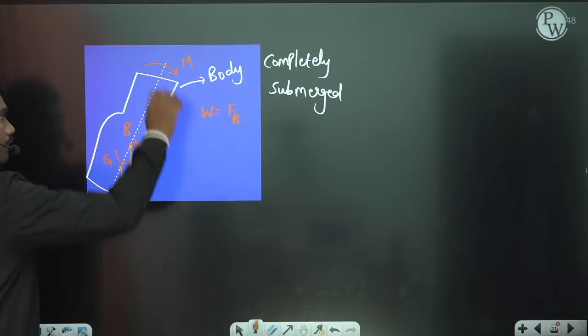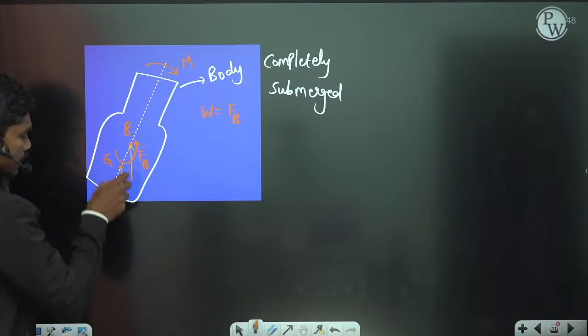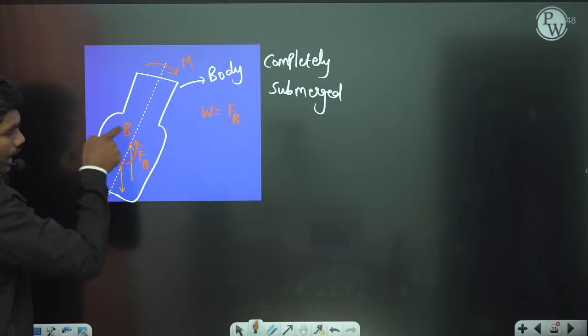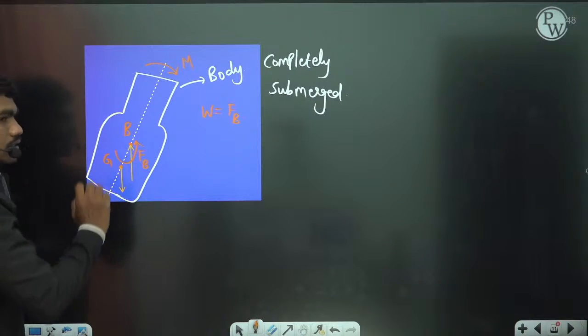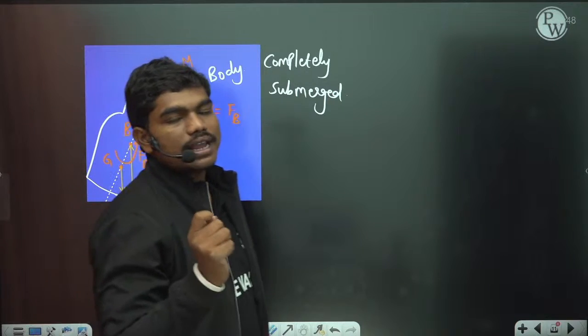So if you see, whenever you apply a certain disturbance moment, the moment due to these two forces should be in anti-clockwise direction in order to keep this body straight. So that's why G should always lie below B.